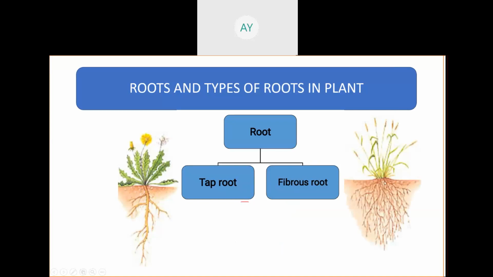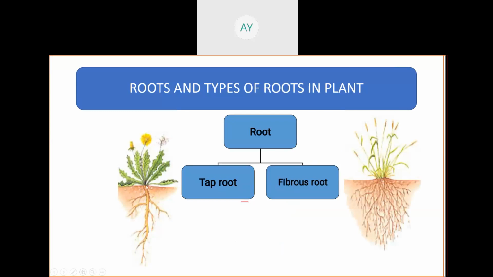But you will not find main primary root, secondary root, tertiary root. All root is coming from a single point in case of fibrous root. So generally wheat, rice, these are the examples where you will find the fibrous root, and you will find the tap root in case of dicot plant.